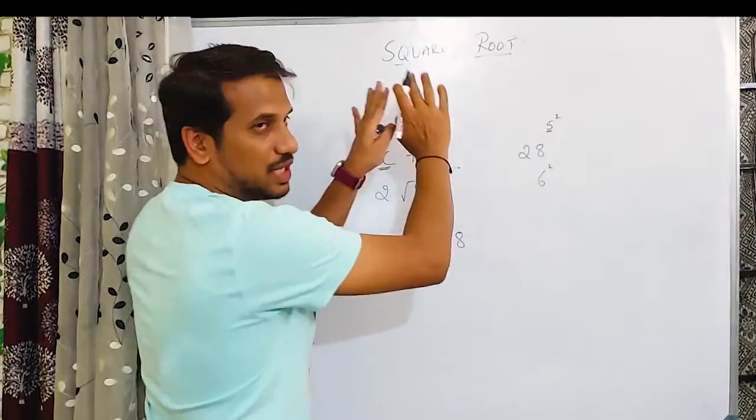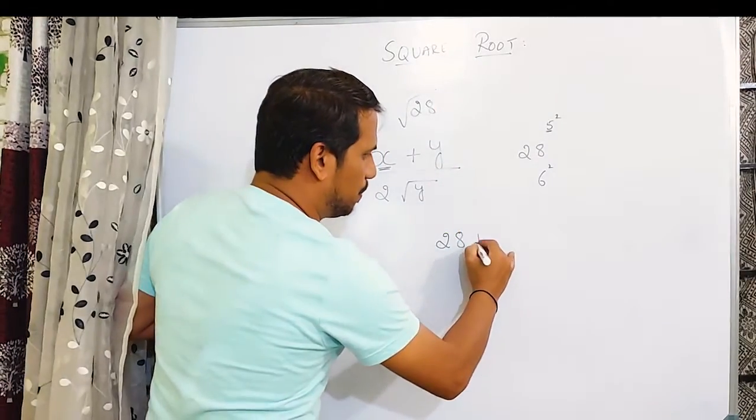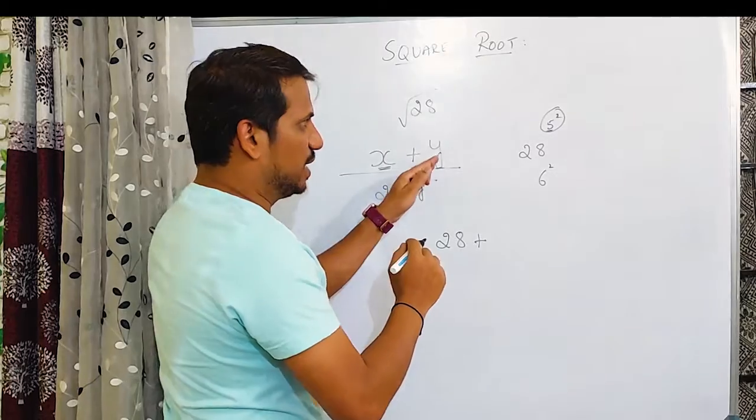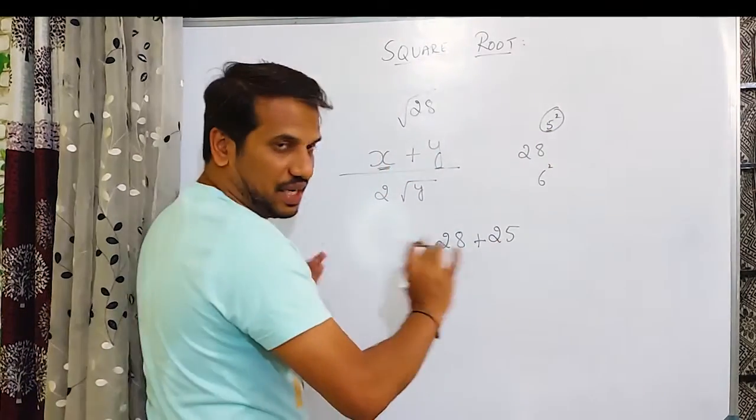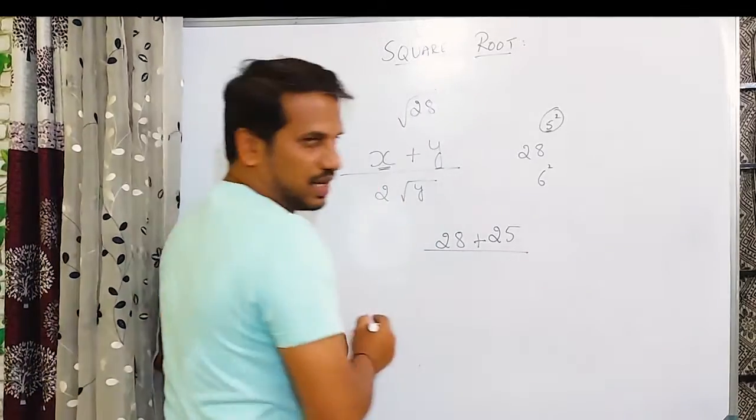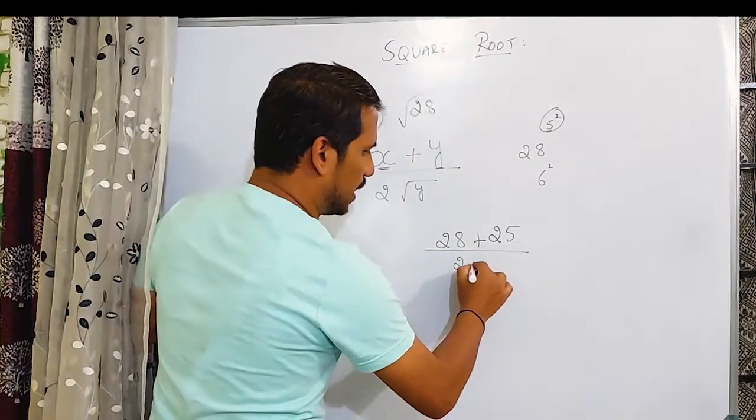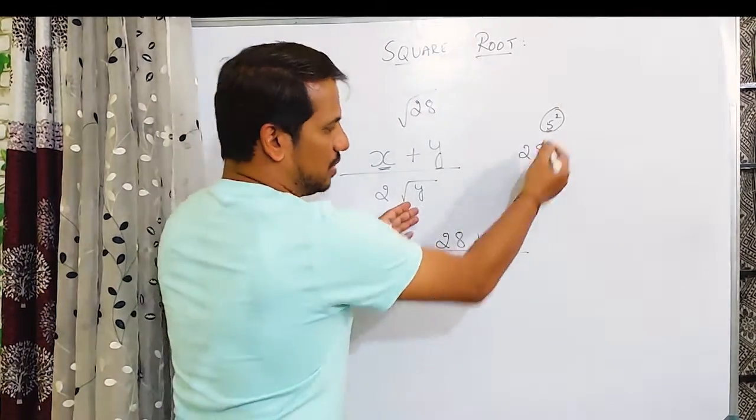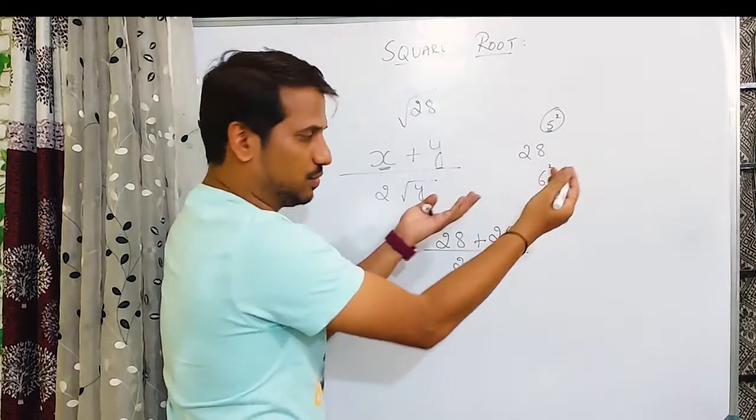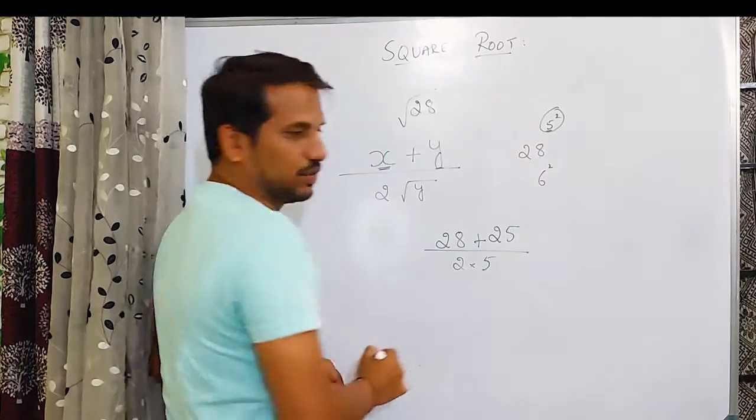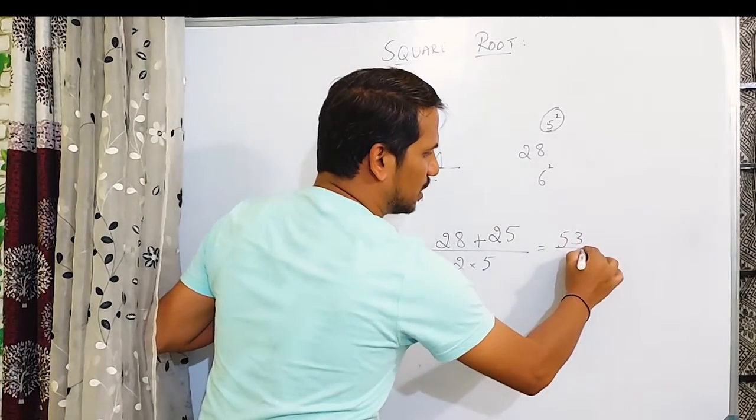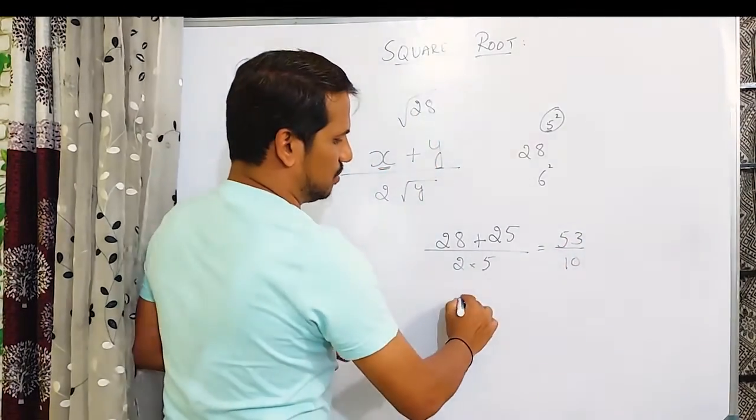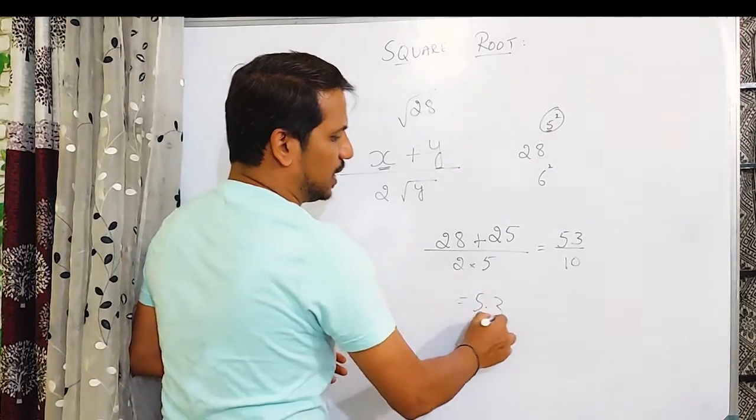X value is nothing but this entire number plus. So what is the value of y? It is 5 square, that is 25, divided by 2 into square root of y. So square root of 5 square is nothing but 5. 2 into 5. So this comes out to be 53 divided by 10, nothing but our answer, 5.3.